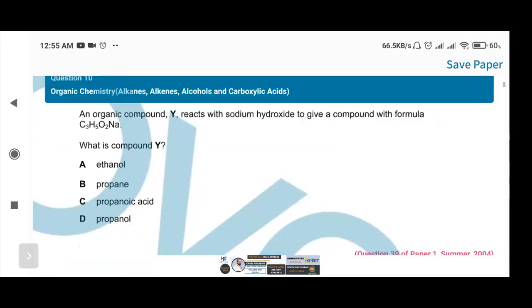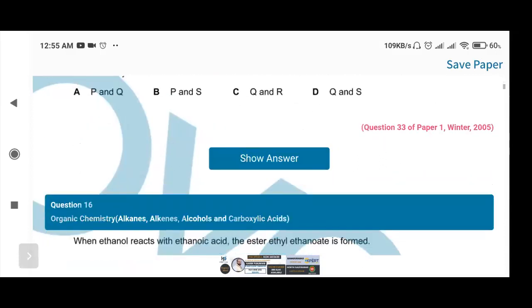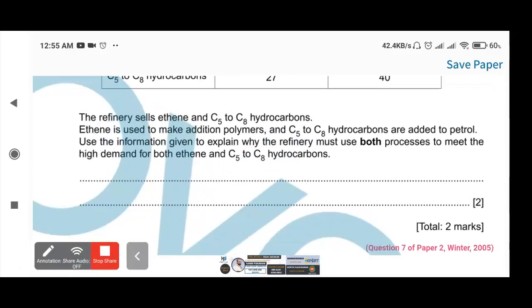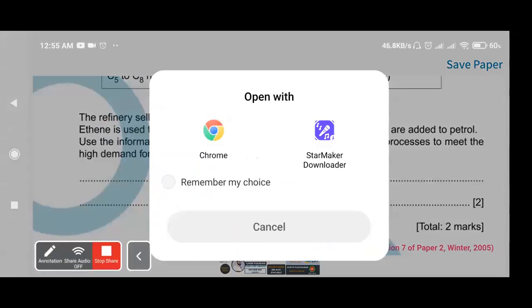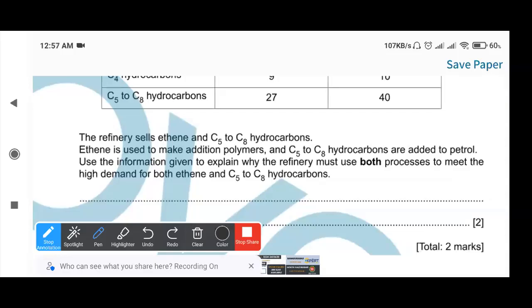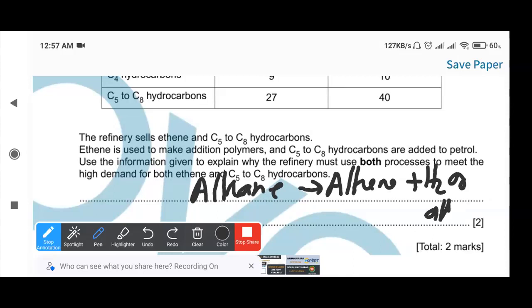Okay, so let's see the MCQ questions. Let's look at some theoretical questions. So this is a possible theoretical question. This question is basically about cracking. So what is cracking? Cracking means breaking down a large alkane into smaller alkanes or alkenes, along with hydrogen, or you might get alkane.